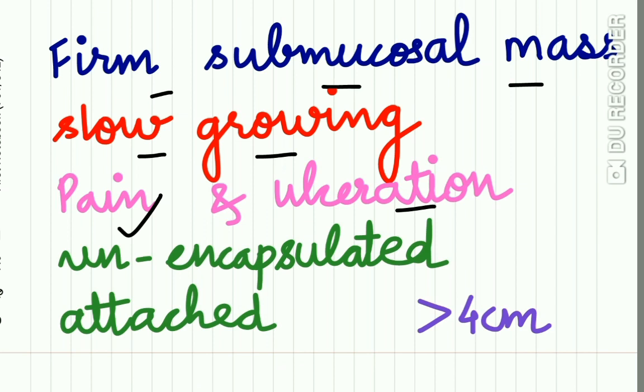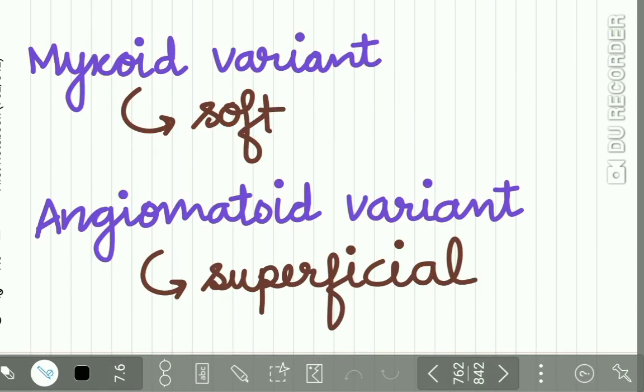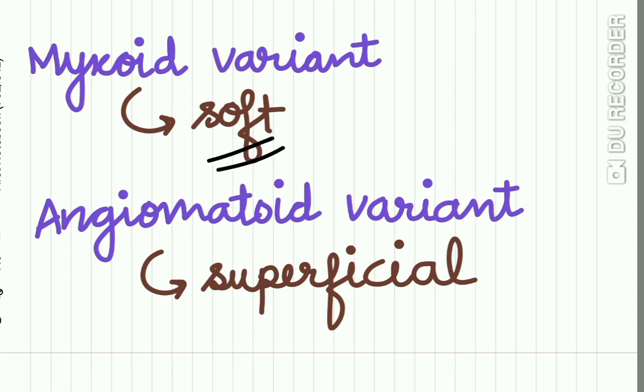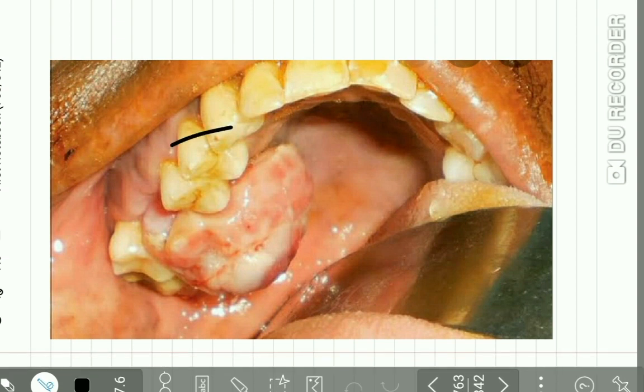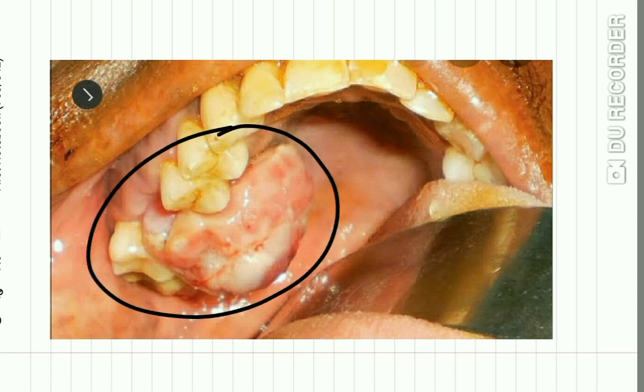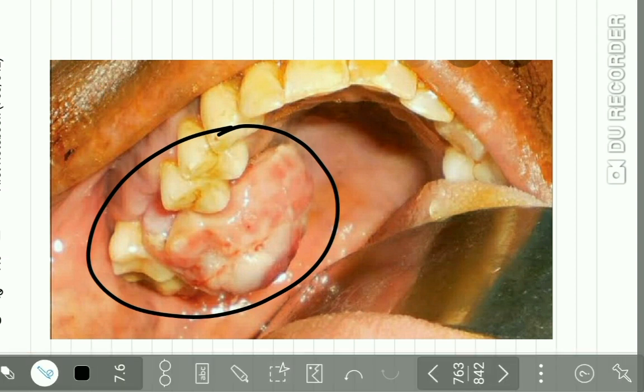The nodular lesion of malignant fibrous histiocytoma is typically unencapsulated and it is attached to the surrounding tissues and structures. The lesion is less than 4 cm in size. The myxoid variant is softer in consistency, while the angiomatoid variant is a more superficial lesion, while the other variants are deeper lesions. So this is a picture showing malignant fibrous histiocytoma in the intraoral site.